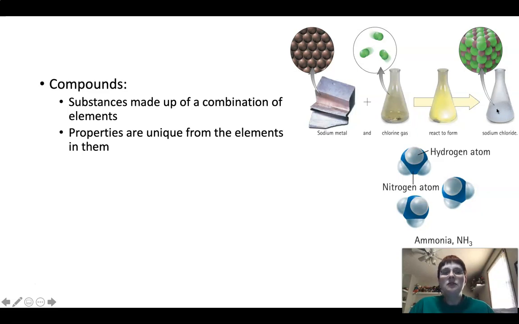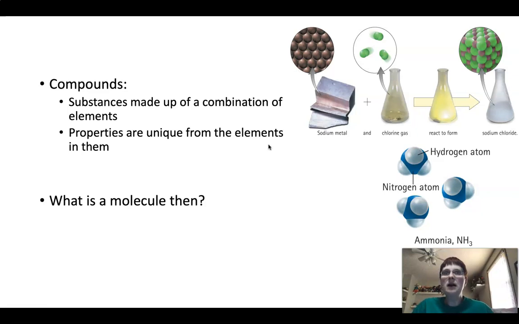And you can see it's a crystalline structure, so very different from the two parent materials, and it is a solid like the metal, but looks nothing like the two parent materials, as well as not having the same properties as the two parent materials. So a compound is a substance made up of a combination of elements.